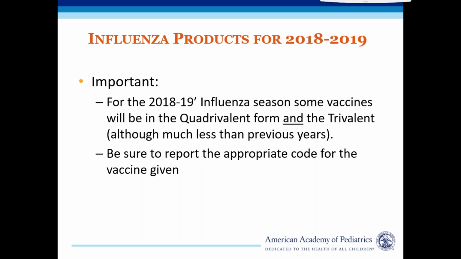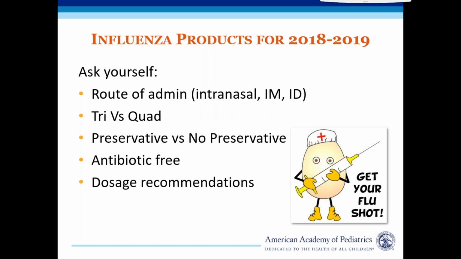So in continuing with our influenza vaccines, most of us are gearing up for ordering, if we haven't already ordered our flu vaccines for the coming year. Feels like we just ended last year's flu season, and here we are again. So it's important for the 18-19 flu season that we pay attention to the fact that there will still be some trivalent, mostly quadrivalent. There will be far fewer products on the market this year in the trivalent world, but there are still a few, which is very important when you're reporting the product code, to ensure that you're using the appropriate quadrivalent versus the trivalent.